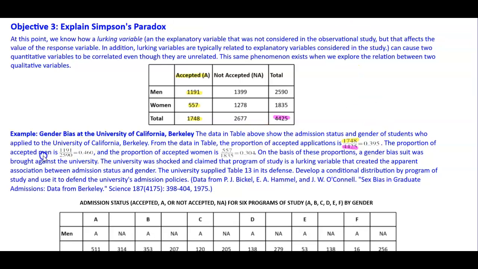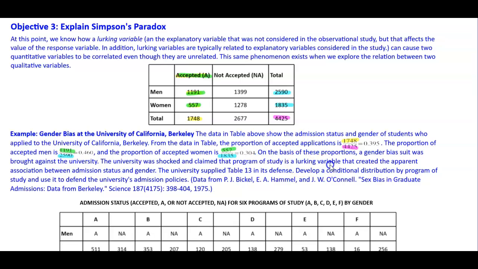Now the proportion of the accepted men is the following. We're going to take the men, which is 1,191, and then we're dividing it by the total of the men, which is 2,590, which gives us 0.460. And the proportion of the accepted women, again, this is the accepted women because we're looking at the accepted part, and then we're dividing it by the total. So the accepted women is 557, and then dividing it by the total of 1835 gives us 0.304.